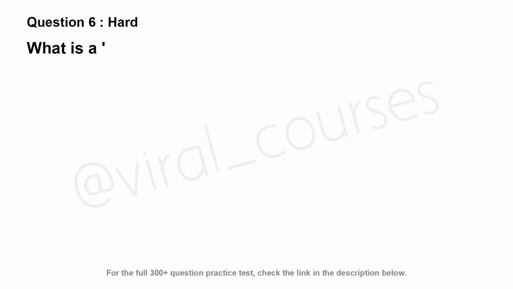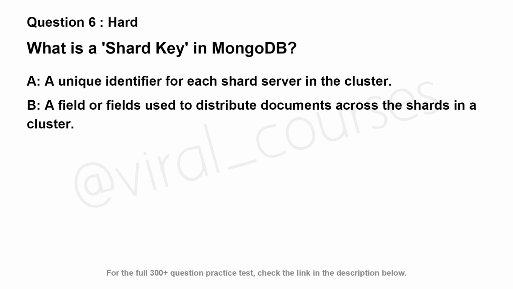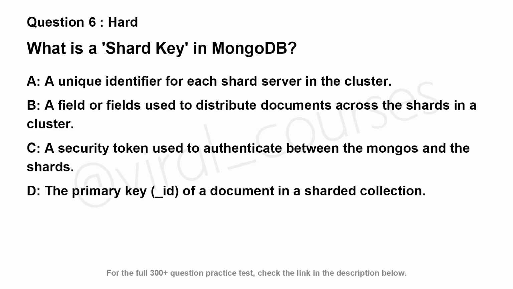What is a shard key in MongoDB? Option A, a unique identifier for each shard server in the cluster. Option B, a field or fields used to distribute documents across the shards in a cluster. Option C, a security token used to authenticate between the mongos and the shards. Option D, the primary key, _id, of a document in a sharded collection.